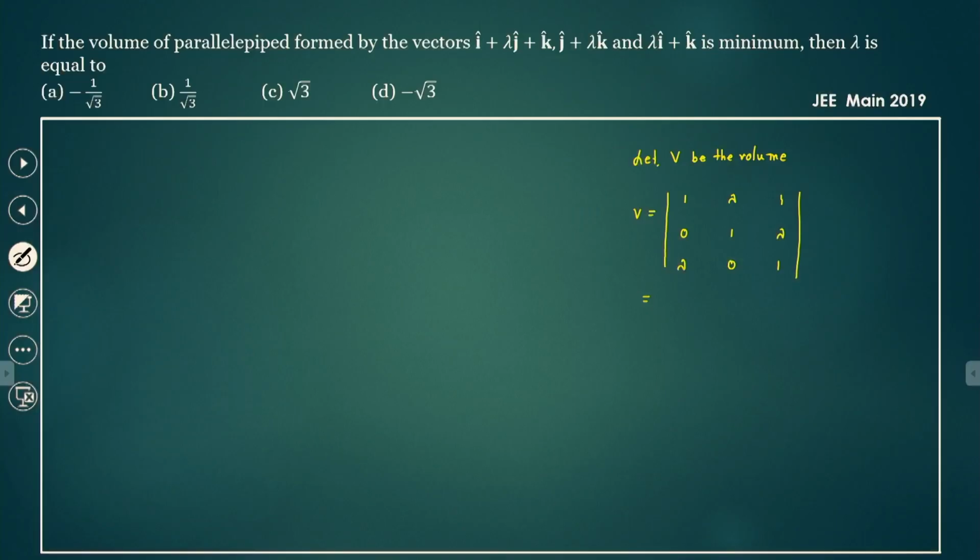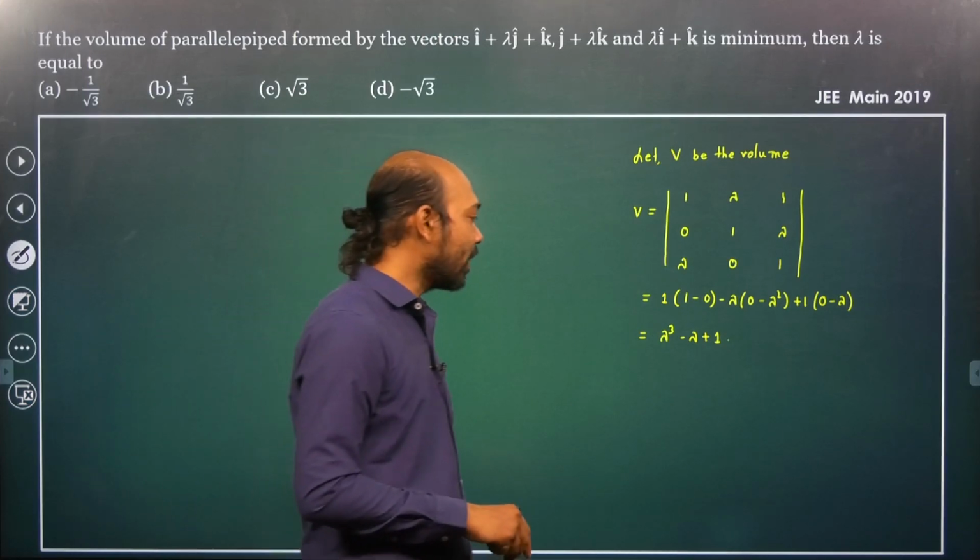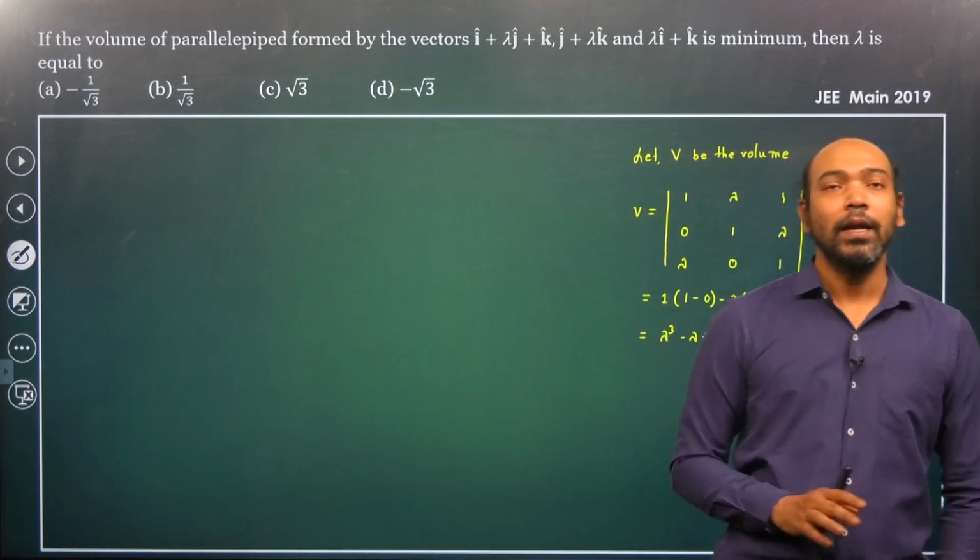If I expand the determinant, it will be 1 multiplied by (1 minus 0), minus lambda. It gives me 0 minus lambda square, and plus 1 will expand as 0 minus lambda. If I write that in a proper form, it's lambda cube minus lambda plus 1. So that's the volume. We just rearrange the terms. So we get lambda cube minus lambda plus 1. That's the volume.